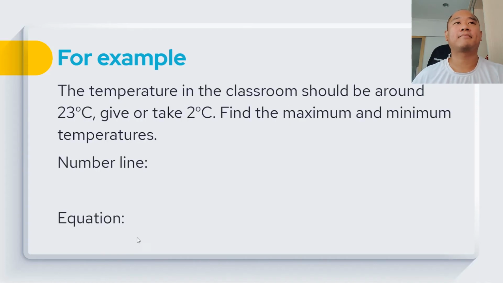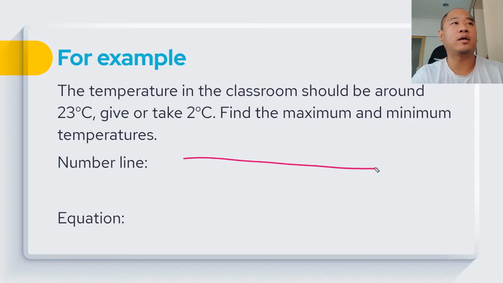Okay, let's take a look at a real-world example. The temperature of my classroom should be 23 degrees, give or take 2 degrees. So we're going to find the maximum and the minimum temperature. One way to think about this is if we were looking at a number line, and here's 23 degrees. This is the temperature that I like my room to be at. It could be 21 degrees or it could be 25 degrees, right? And that would be the comfortable range of my room.